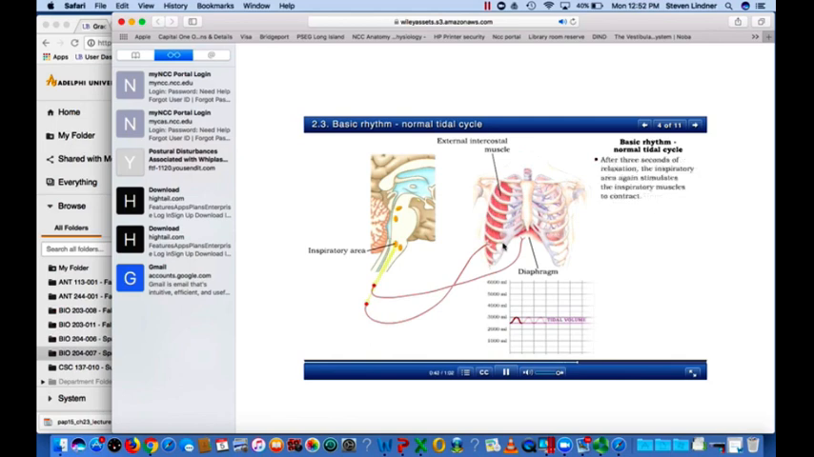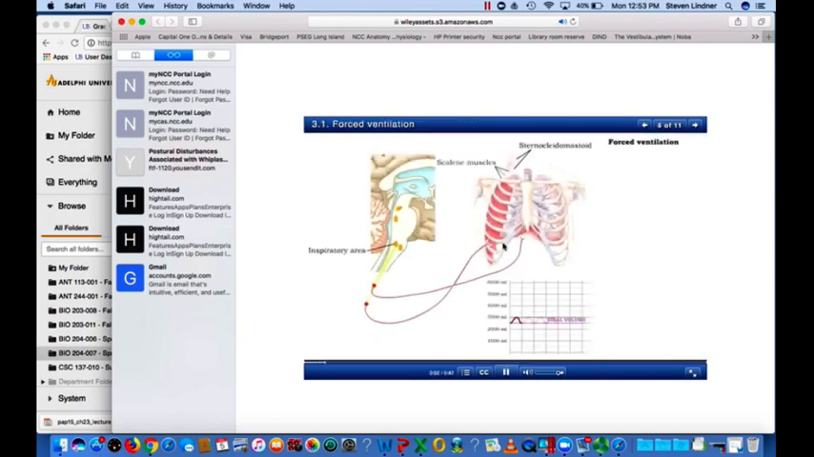After 3 seconds of relaxation, the inspiratory area again stimulates the inspiratory muscles to contract, and a new ventilation cycle begins. Thus, the inspiratory area controls normal ventilation, while expiration is passive.